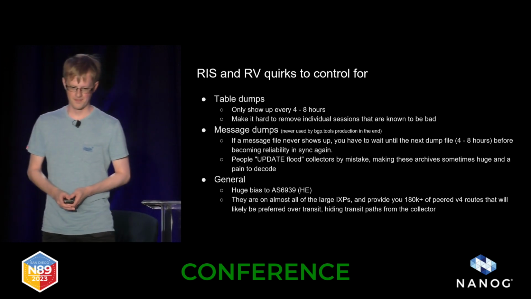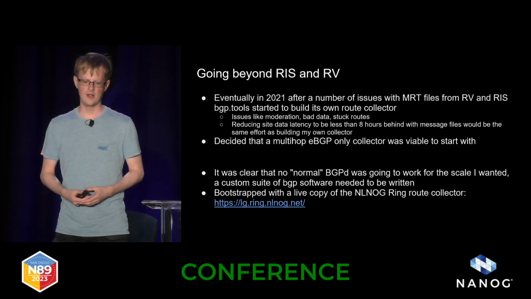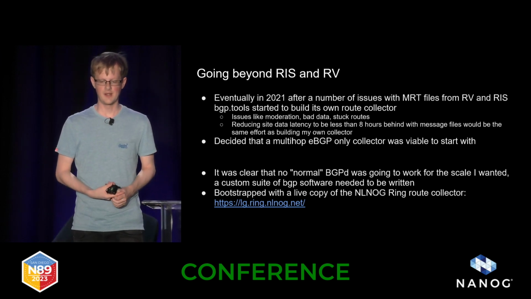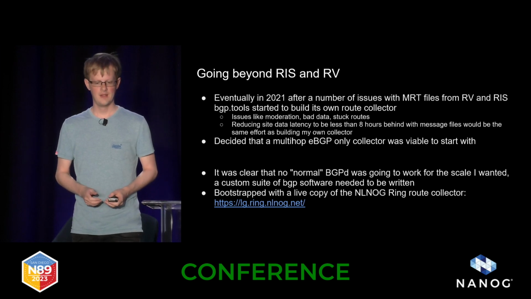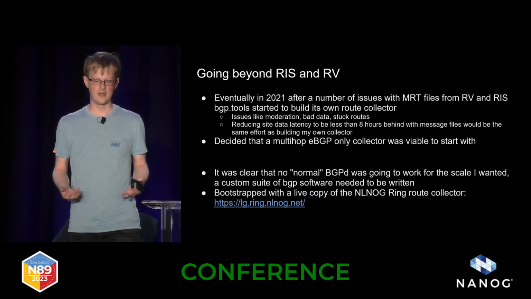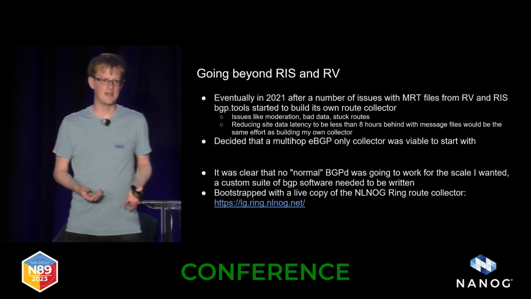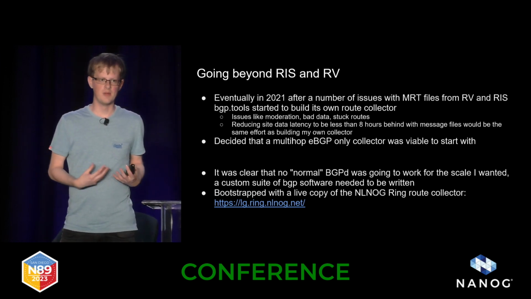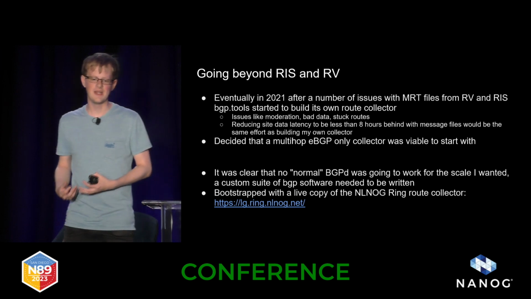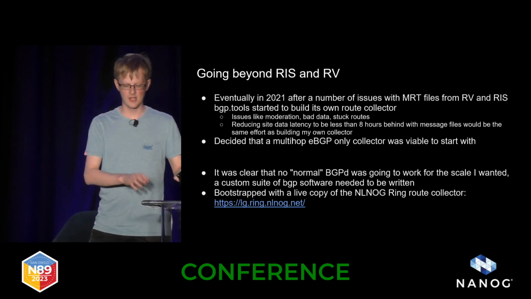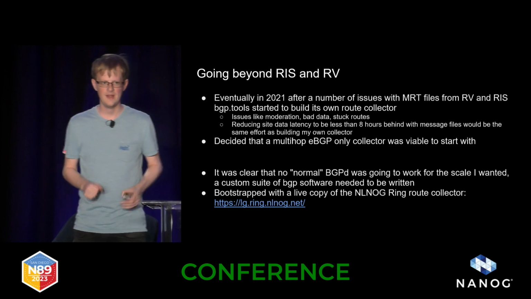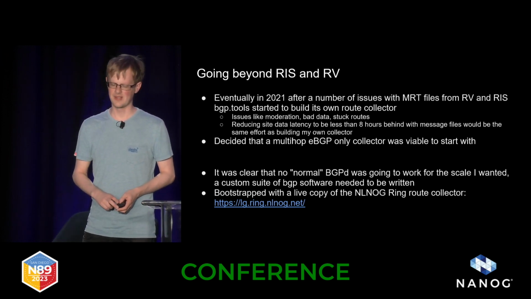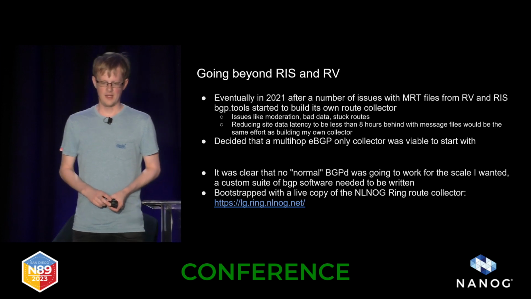So that's unfortunate. Around 2021, after a number of issues with MRT files, I decided that it was time to start my own root collector. Mostly these issues were around things like moderation: how do you deal with bad data, how do you deal with stuck routes. I had no relationship at that time with most of the people collecting, so I had to go and find people on IRC. I had to email people and be like, hey, did you know that session is stuck? Did you know that there's stuff wrong there? And on the best of days, trying to find reliable contacts at networks is difficult. So I decided to build my own.